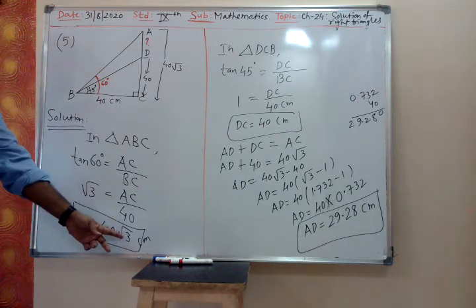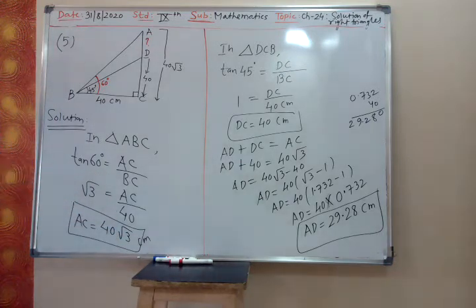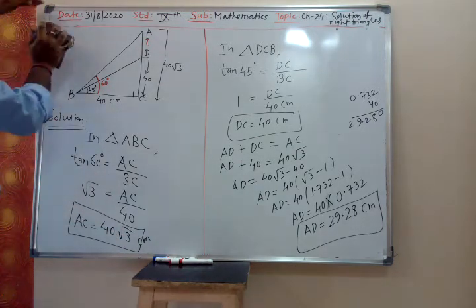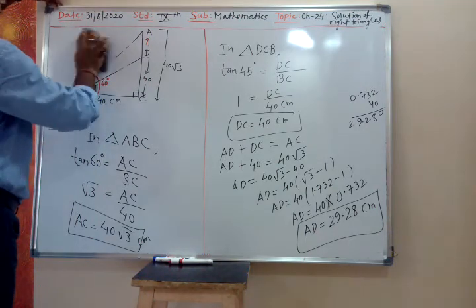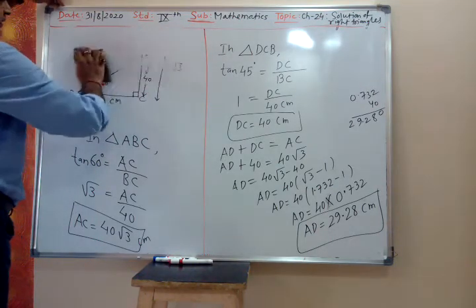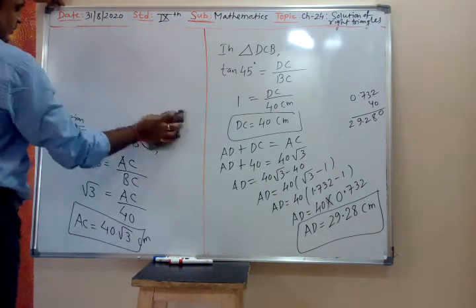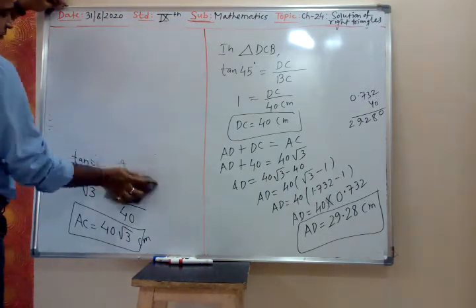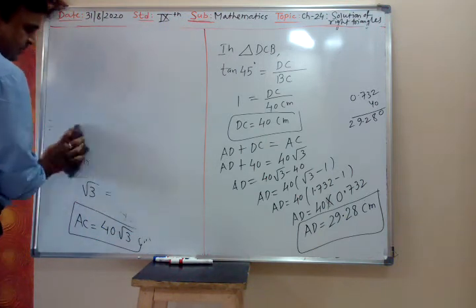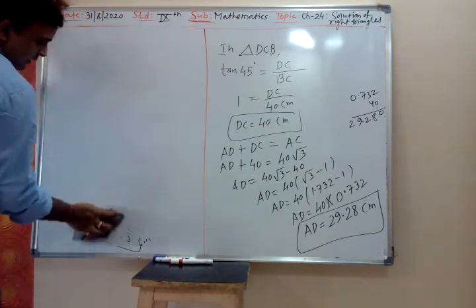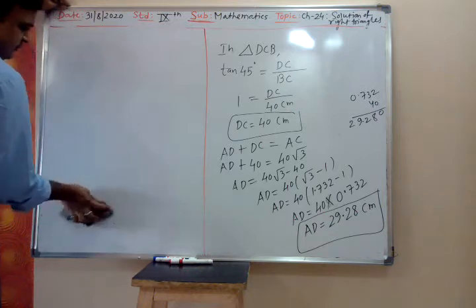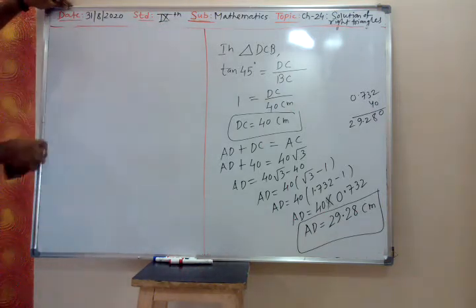You can multiply there also, no problem. This root 3 you can multiply here by 40, then you can subtract. So in the beginning only you can put the value of root 3 and simplify. Mute the microphone.